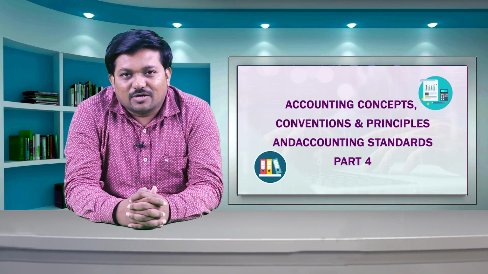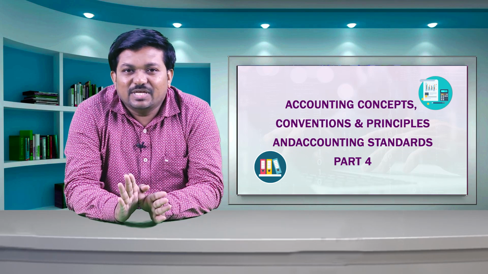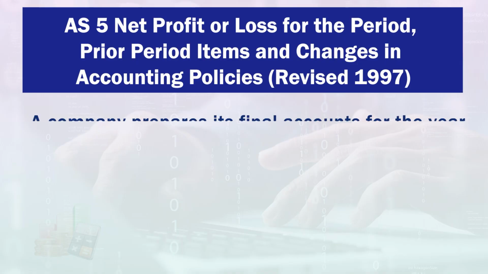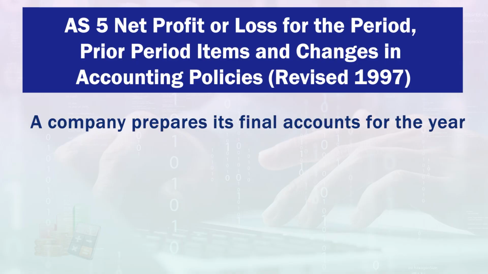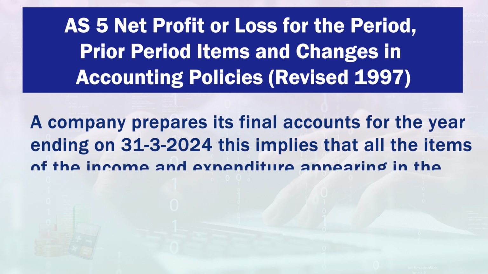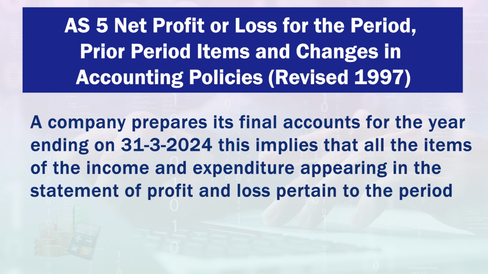Statement of profit and loss, being a period statement, covers the items of income and expenditure of the particular period. A company prepares its final accounts for the year ending on 31st March 2024. This implies that all the items of income and expenditure appearing in the statement of profit and loss pertain to the period from 1st April 2023 to 31st March 2024.